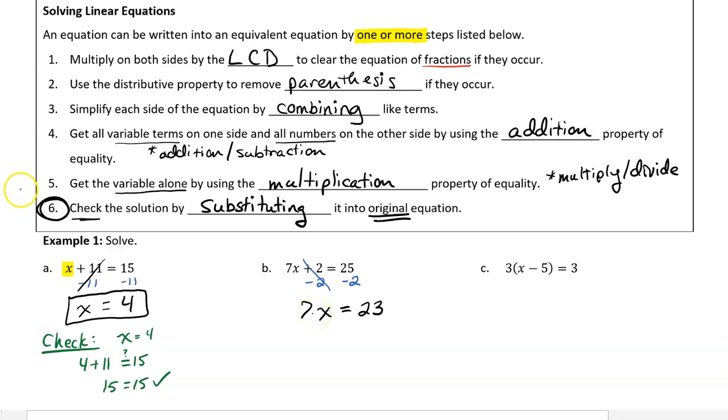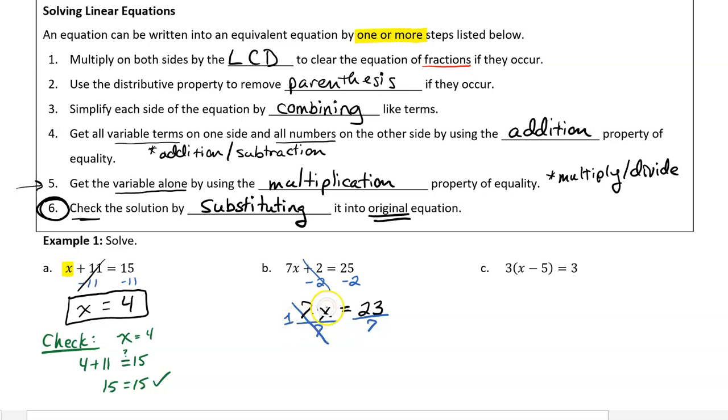And now let's look at the fifth one. A little different than part A because my variable isn't by itself yet. It has this 7 in front. And in fact, when we see 7x like this, it's really going to be interpreted as 7 times x, right? Instead of writing that multiplication sign or saying 7 times x plus 2, we just simply say 7x. But there is multiplication happening here. So by that multiplication property of equality, to undo the multiplication, I'm going to divide. The division undoes multiplication.